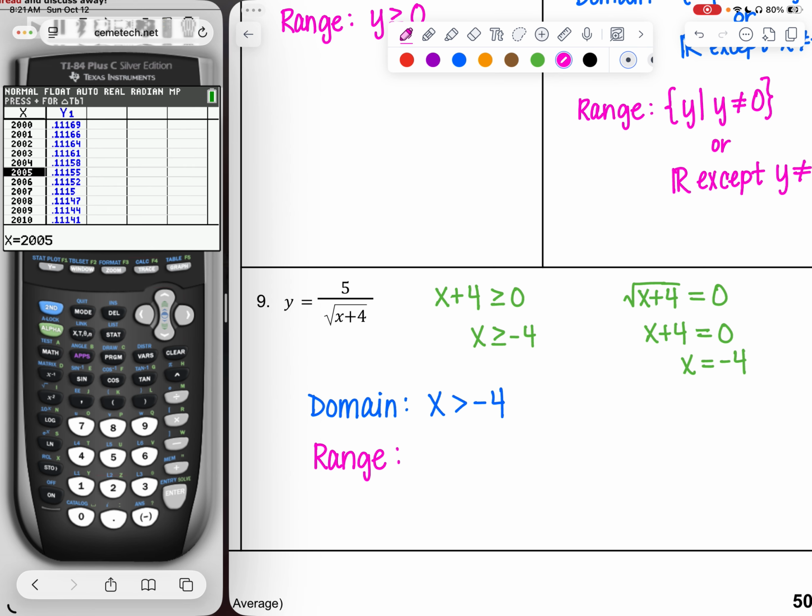So here I can say that my range, the 0 is going to be the smallest number, and it's not going to be equal to 0. It's just going to get close to it. So I can say 0 is less than or equal to y, which is less than or equal to 5, because that is the highest y value. Okay, so that'll be my domain and my range for that one.